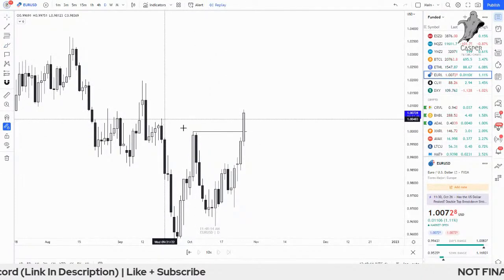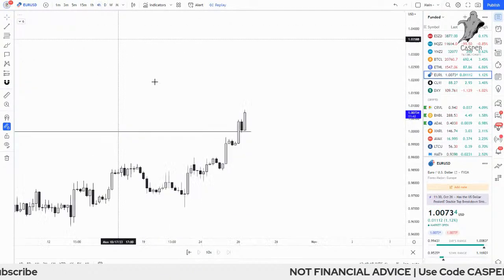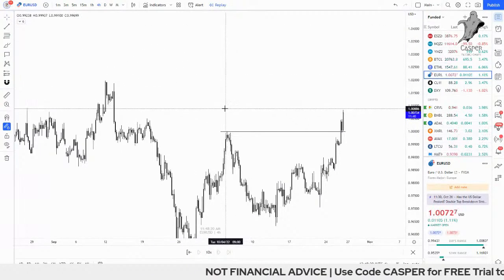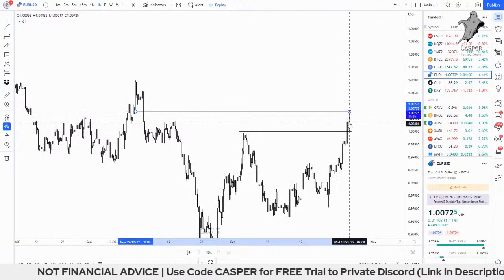Came above a lot of highs here. A lot of shorts have been stopped out in this process. I'm going to 4 hour. I don't really use it as much, but okay, there we go. Look at that. Nice 4 hour order block we just traded into.